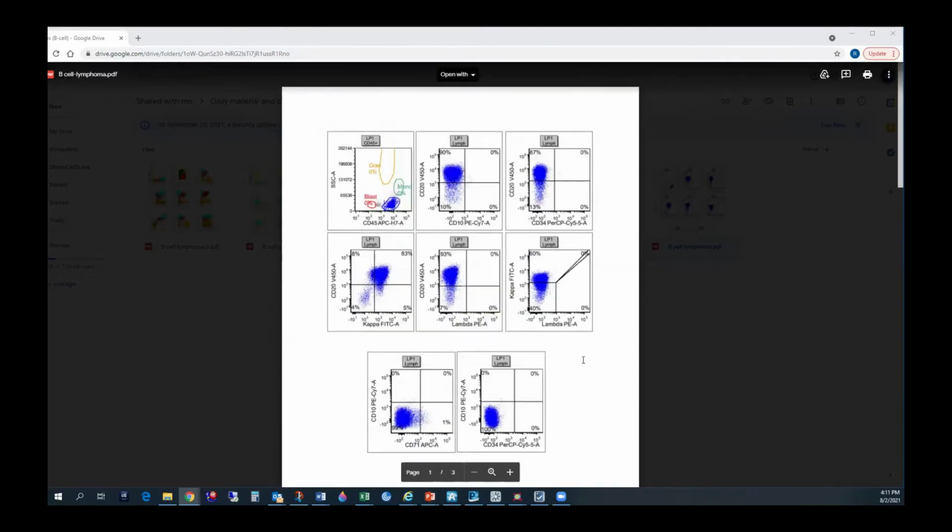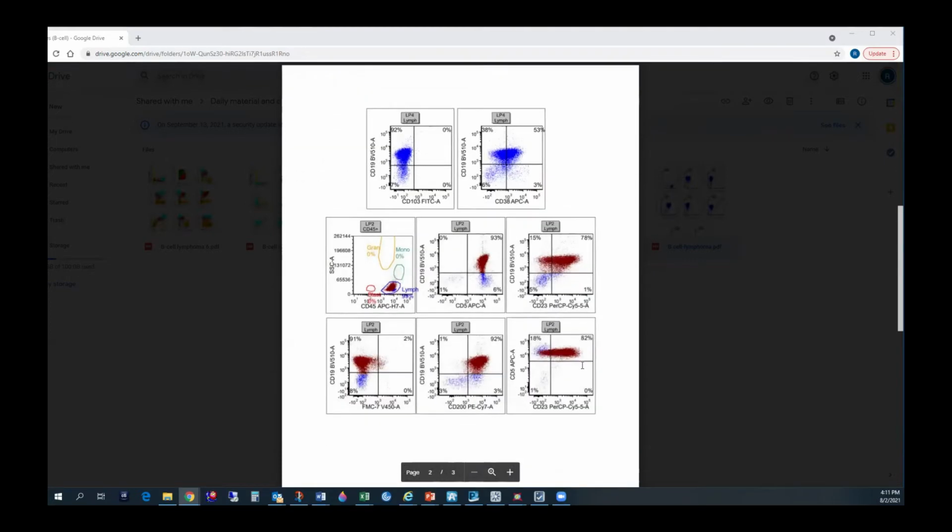One more thing. I'm not used to using the CD200 before. Okay. What exactly do you do with it? CD200 has a utility only in Mantle and CLL. CD200 is positive in almost all low-grade lymphomas except Mantle. So that's where it helps between CLL and Mantle.